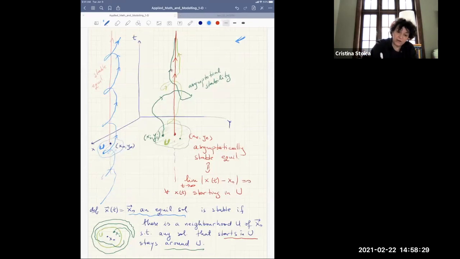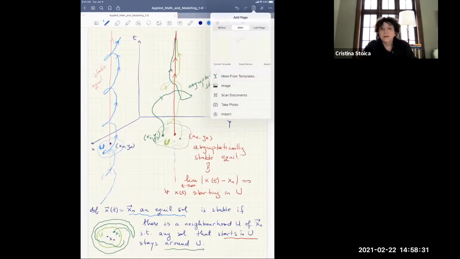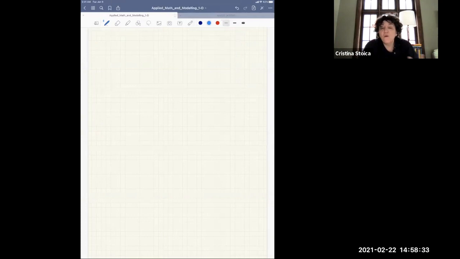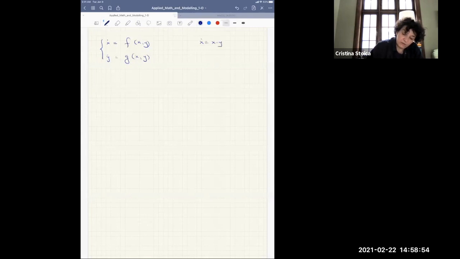So the question now is, can we compute the stability somehow? Can we say if an equilibrium is stable or not? And here is how people thought about this. So I'll start directly with a general system. So here is a system like the one we had there. x dot is x minus y, and y dot is x squared minus 1, for example.